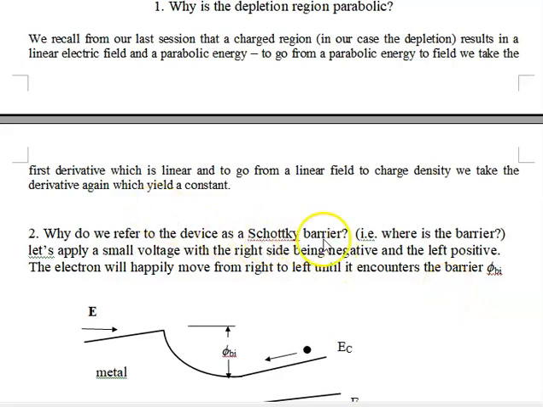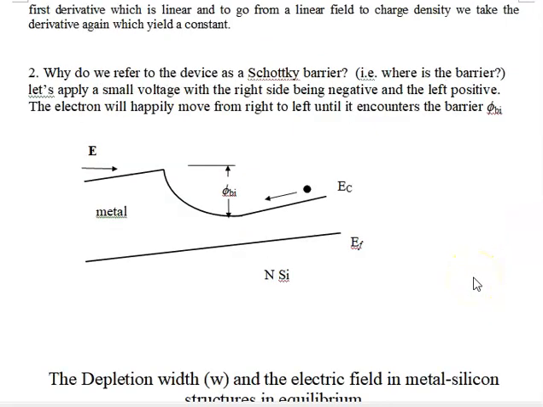So, why do we refer to the device as a Schottky barrier? What's the barrier part of this? We're going to be applying electric voltages in our next section, and we're going to just give an introduction to it in this session. But let's say we apply an electric voltage such that the left side is positive and the right side is negative. So the right side being negative, it pushes electrons from right to left, and here we see an electron being pushed from right to left. The electric field is left to right.